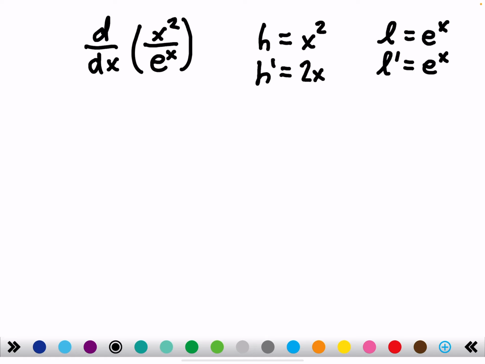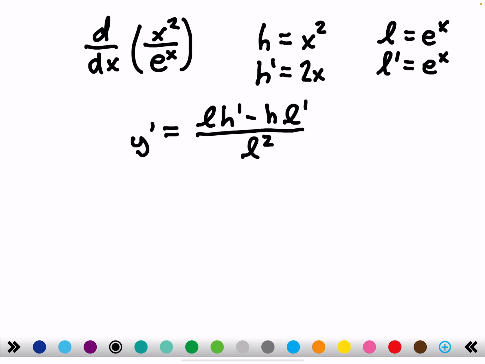Now, what do we do? Low d high minus high d low over the square of what's below. So let's put y prime equals low d high minus high d low over the square of what's below. It's always good practice to write down your formula when you're doing your work. This shows your teacher or your professor that you clearly understand the formula and how to proceed.